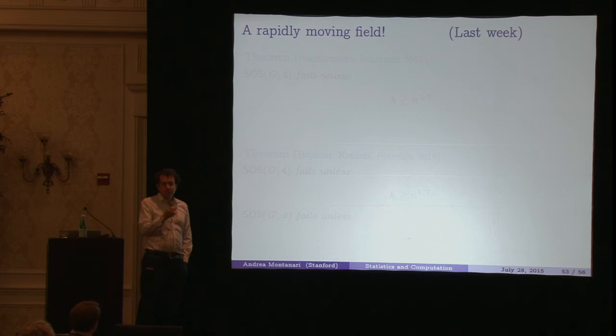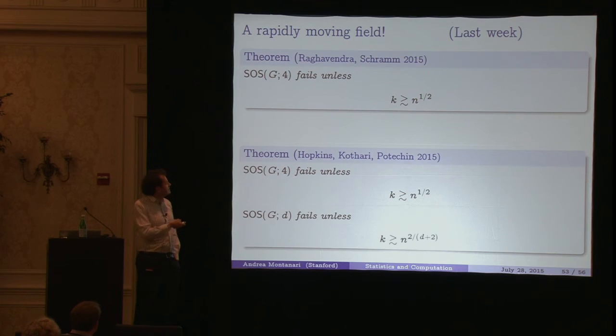Okay? So I'm used to the fact that you work on a problem that is exciting, and there are other people, and multiple papers come up at the same time. Interestingly, for this problem, there were 4 papers coming out in a span of a couple of months. And this is actually a couple of weeks, last week or 2 weeks ago. There were 2 papers, one by Raghavendra and Schramm, and one by Hopkins, Kothari, Potechin, so this is Berkeley and this is MIT. And basically they fill this gap for SOS_4. Now they proved that it fails unless k is bigger than square root of n.